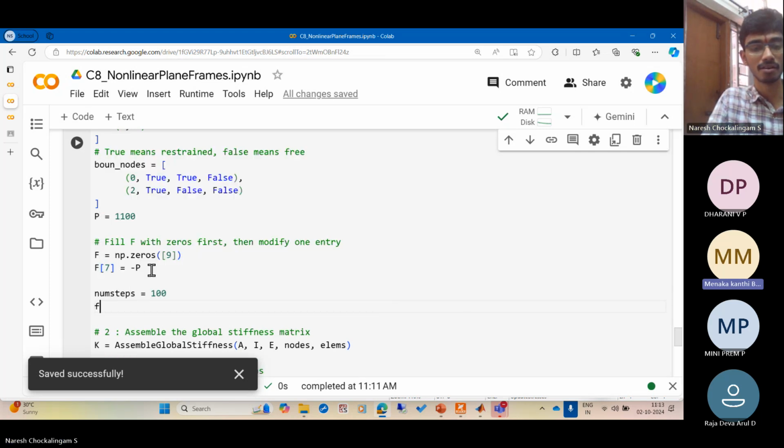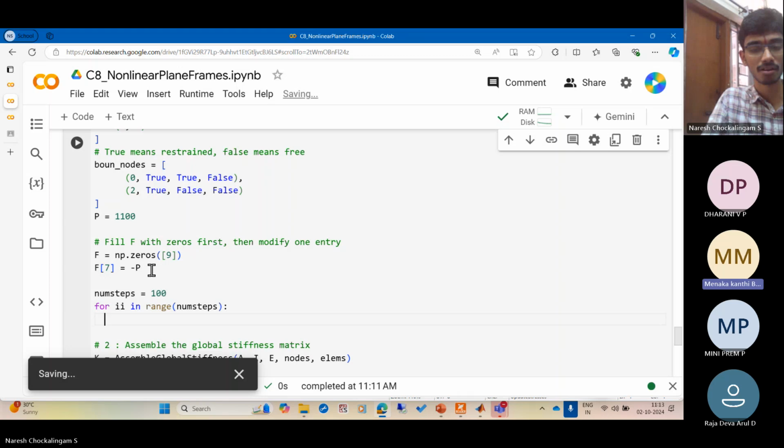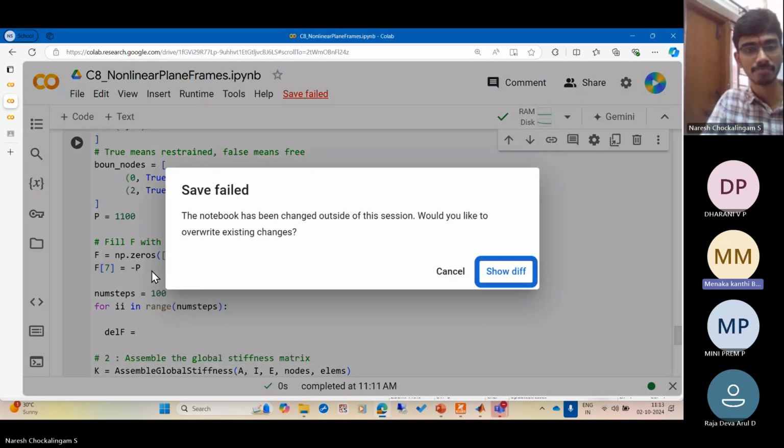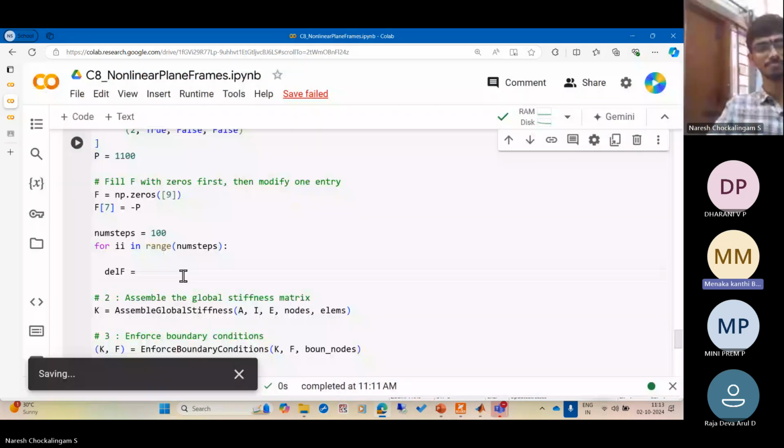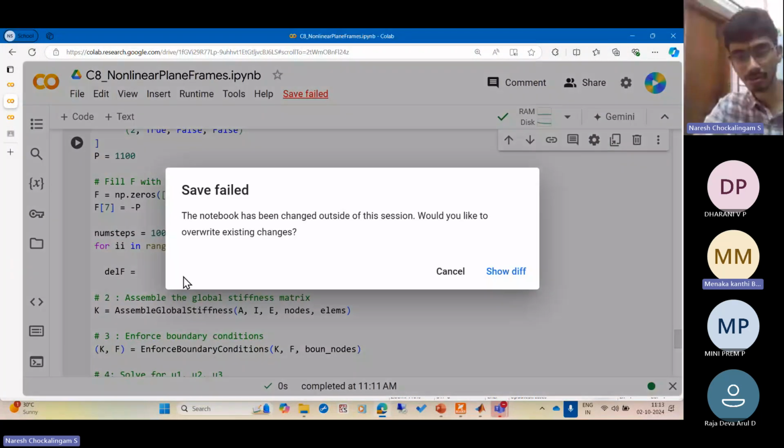Then for i in range num steps, we need a force increment. So let's call the force increment del F. The force increment is equal to what? F is the total force vector.